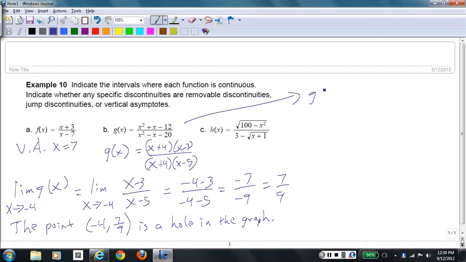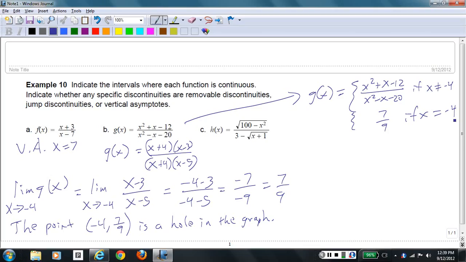We could say g of x equals x squared plus x minus 12 over x squared minus x minus 20 if x is not -4 and equals, let's see, 7/9 if x does equal -4. And that would fill in the hole, and it would remove the discontinuity. Now, as it stands, it's just an empty space. The way the function is currently defined, we might want to change its name when we actually define it there. But as it stands, there's just an empty space there.